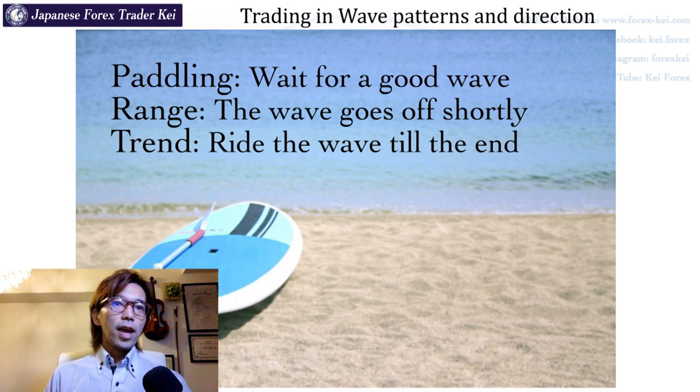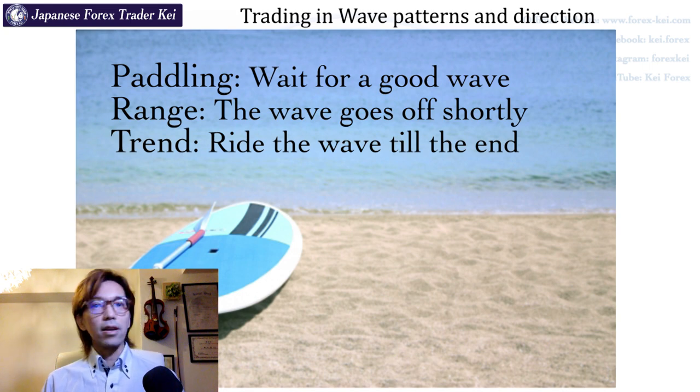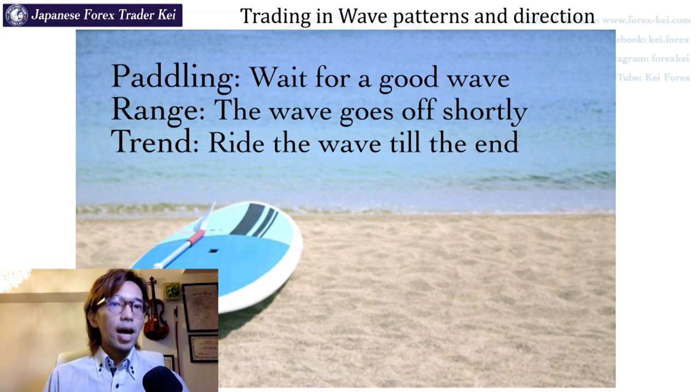And the wave really depends on the currency pair. US dollar JPY, for example, is relatively calm with less volatility, but pound dollar, for example, goes up and down with bigger volatility waves. So depending on what kind of sea you are going to swim in, the waves are quite different. So first, you'd better know what kind of sea you are swimming in.